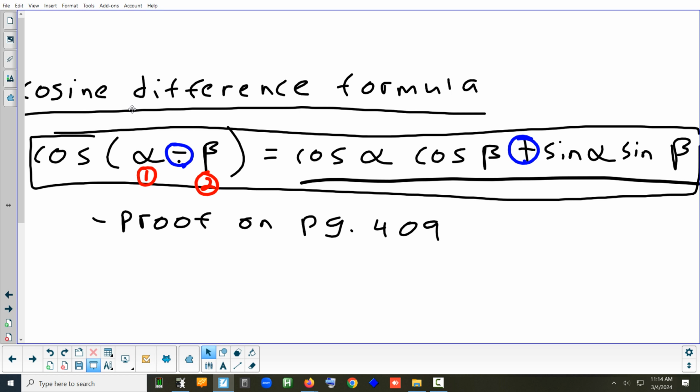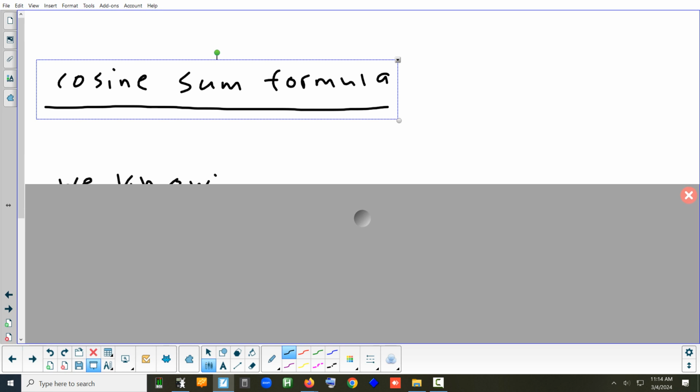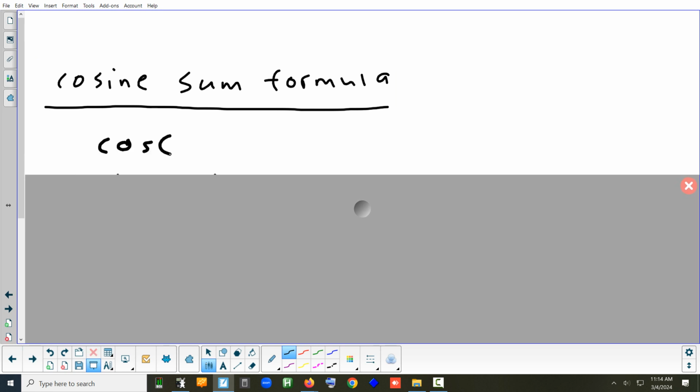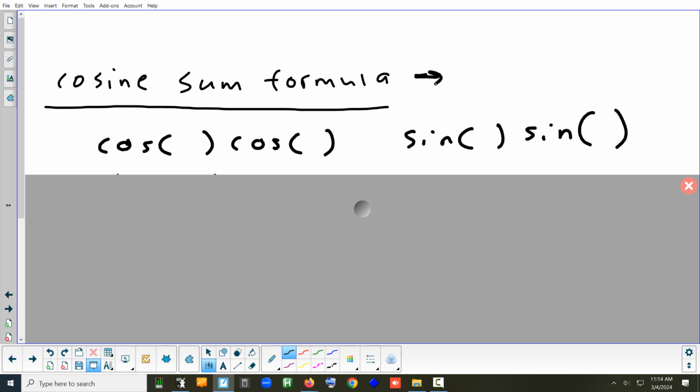Yeah, this changes from a plus to a minus. That's the only thing that changes. And that's going to be the cosine sum formula. So let's write that down. Cosine, cosine, sine, sine. I got to pick two angles. Normally they're going to give you some numbers to work with. Let's just call them alpha and beta for now.